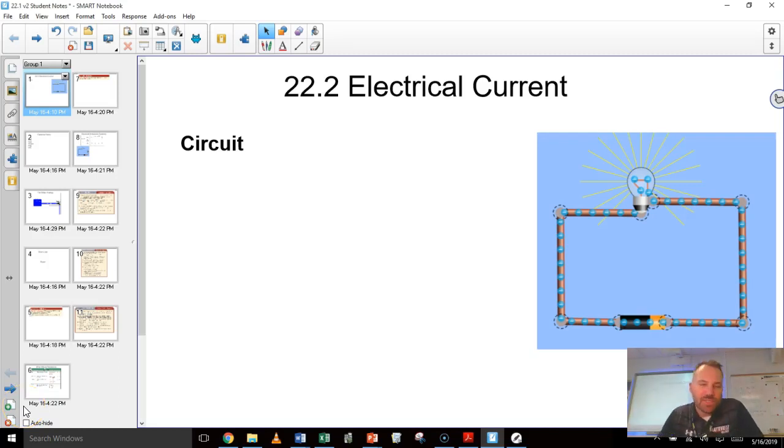Welcome, physics friends, to 22.2, which I have entitled Electrical Current. So we're going to get away from static electricity, which is still and stagnant. You're building up charge, moving it. Now we're going to be continually pushing charge around in what's called a circuit. So you're going to learn today about circuits.